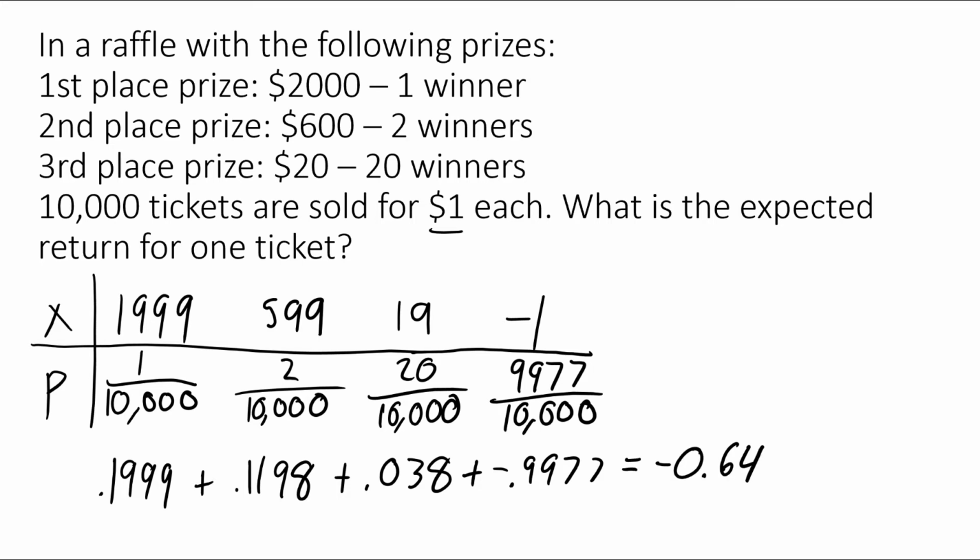So what that says is that if you bought that, for every ticket you buy, you are expecting to lose 64 cents. Not everyone will lose 64 cents. In fact, no one will lose exactly 64 cents if they only buy 1 ticket. But that is the average loss across all 10,000 tickets. So again, what we do is we just take our x's and multiply them times our p's and then add them all together. All right, let's look at another example.